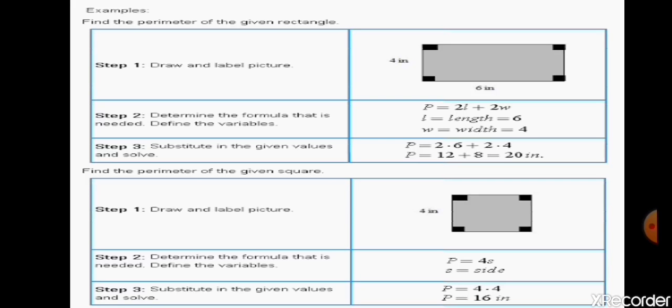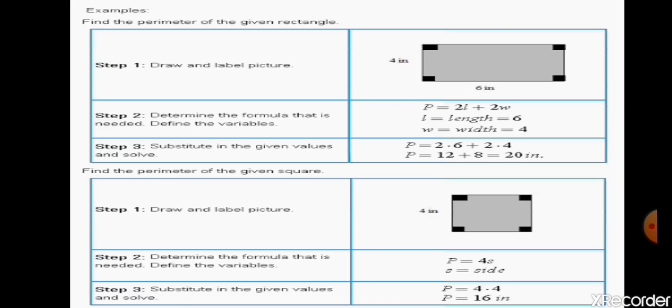Now our length is 6 and breadth is 4, then we put the values in the given formula. Then 2 into 6 plus 2 into 4, we get 2 into 6 is 12 and 2 into 4 is 8. The addition of both the terms is 20 inch.